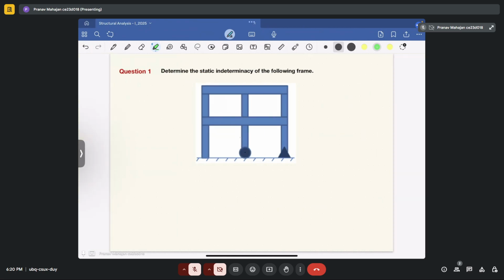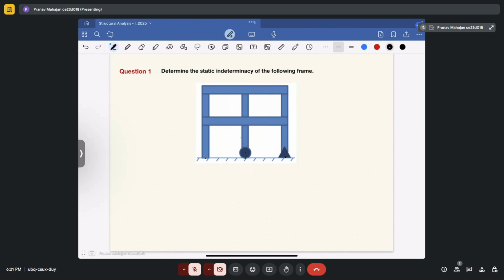related to determining the static indeterminacy of a frame. This is a frame in which you have two bays. In this you can see that at the base you have one fixed support, one roller support. This is your fixed support, this is your roller support, and this is your hinge support. Now you are expected to calculate the degree of static indeterminacy.